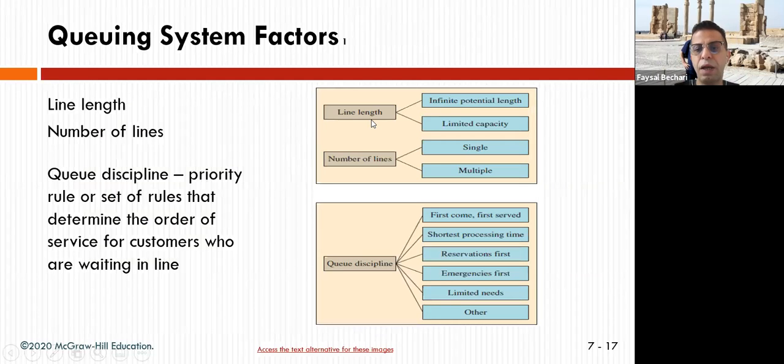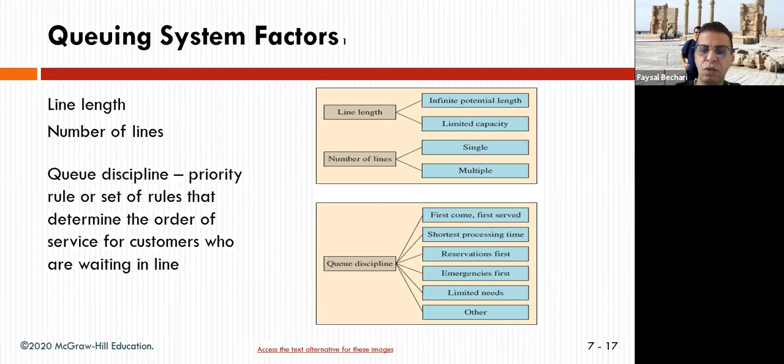Now, length of line, how long is the line? Sometimes, as we said, it has infinite potential length, as long as it can be. And there is a limited one, like when they're changing the oil at Mr. Lube or something, you cannot have more than 4 or 5 cars waiting. And then you have the single line, which is one line going straight, like what's happening now in COVID. But in the old days, every cashier in the supermarket had his own line. So there is a single line and there is a multiple line.